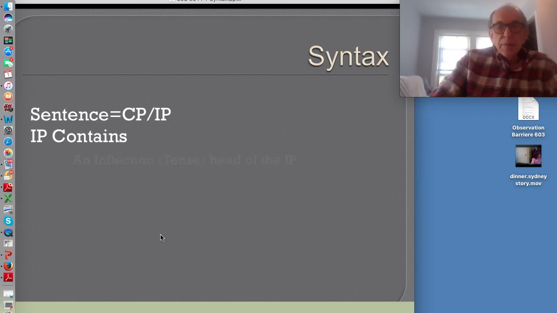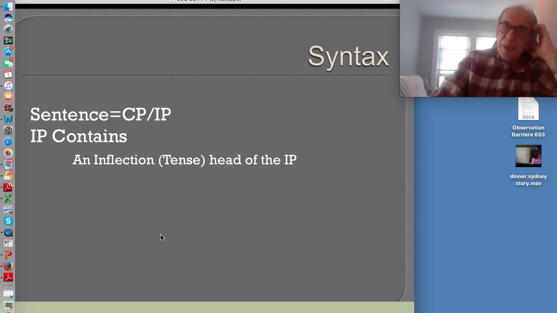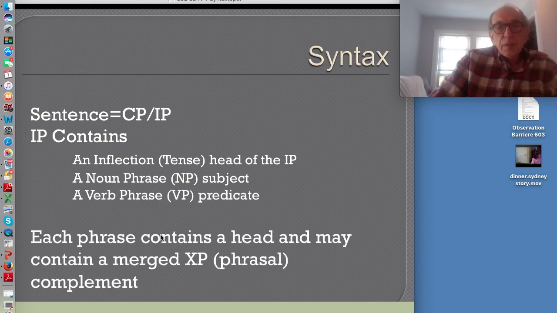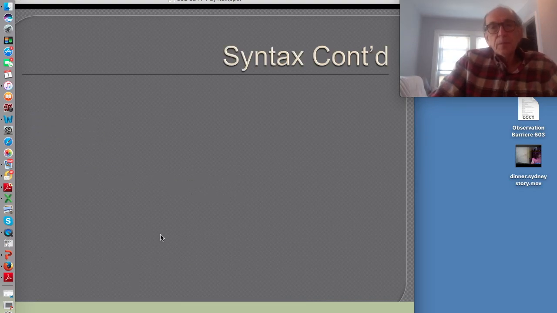We said it was ultimately an IP, an inflectional phrase that contains a tense, a noun phrase subject, a verb phrase predicate, and each phrase contains a head and may contain a second phrase that's merged, and that would be a complement. So I remember that I created this chart to represent an English sentence.